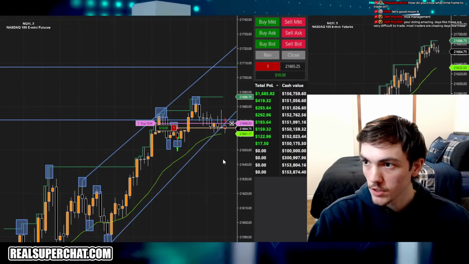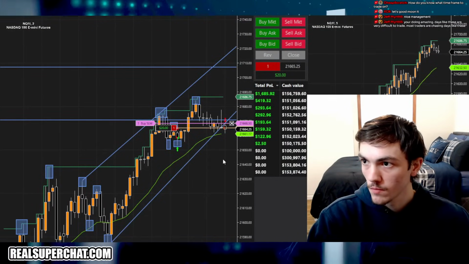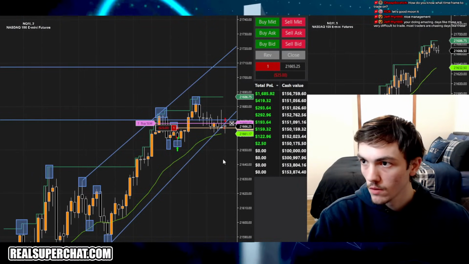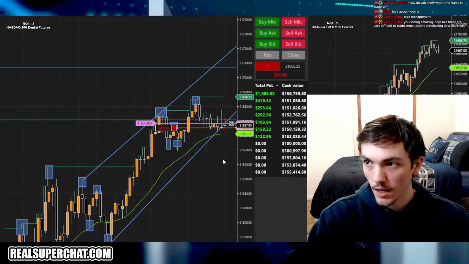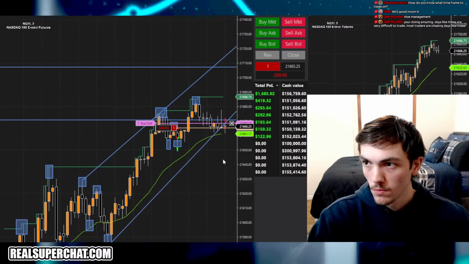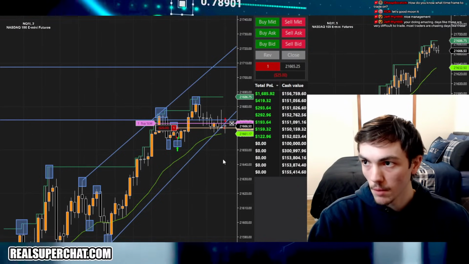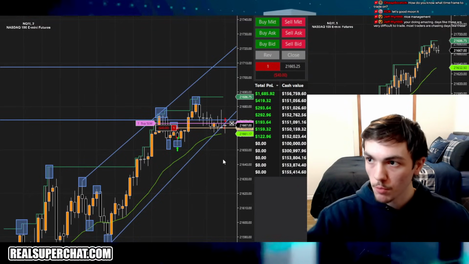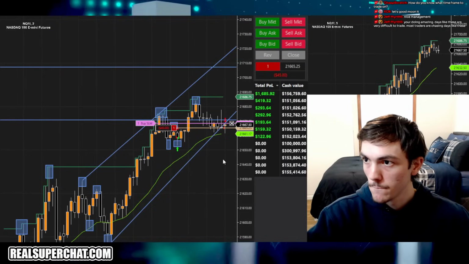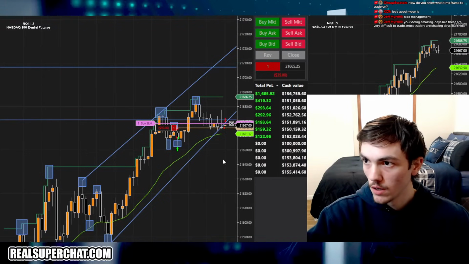Okay. Looking for this to come down. Looks like we're about to get stopped. I'm holding stop there. I'm not moving it. Could move it above that pivot point. Don't want to do that.